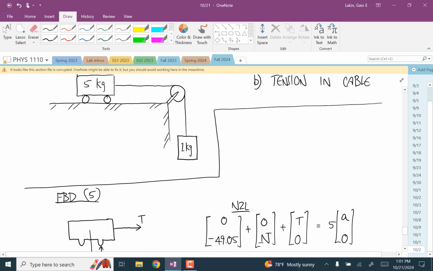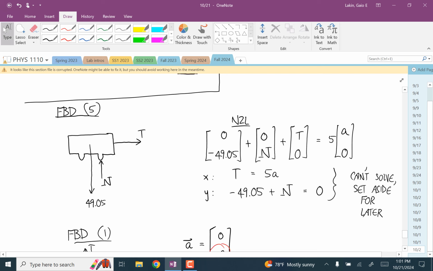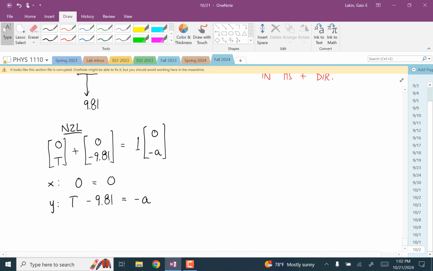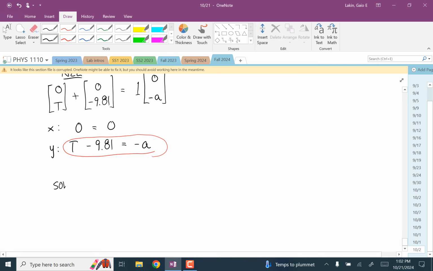Well, we're just trying to find a and T. So I'm going to use this equation and this equation. Solve them by substitution. So I'm going to solve the two circled equations.